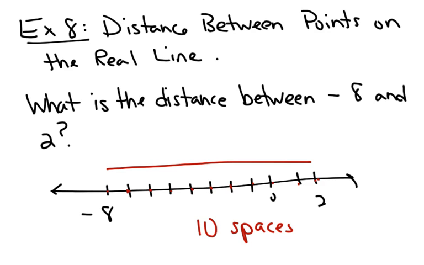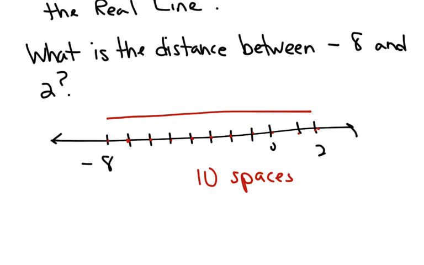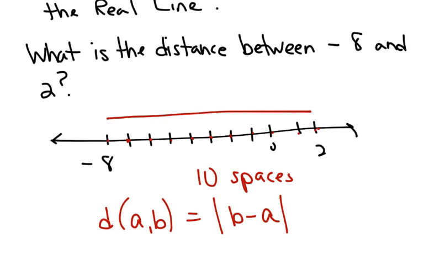Well, there's a definition for finding the distance between 2 points on a number line. And the definition is that the distance between points A and B is the absolute value of B minus A. Actually, it could also be the absolute value of A minus B. We're going to check that out.